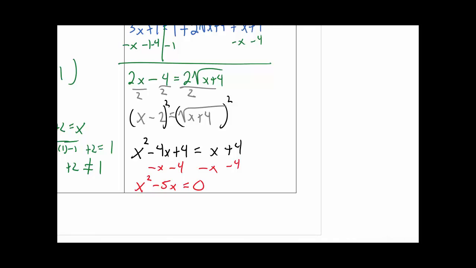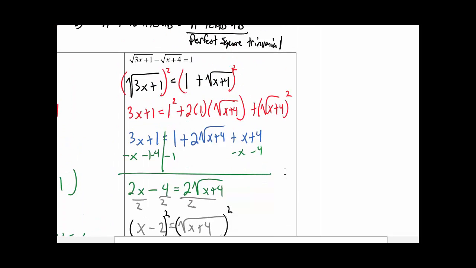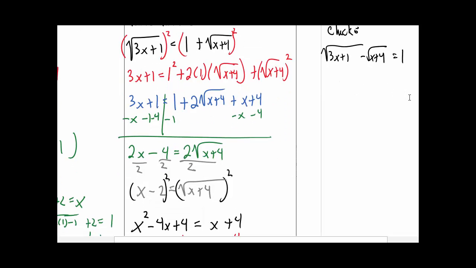Let's see, GCF that. So I can take x out, so that's x times x minus 5 equals 0. So what does x in this case equal? That equals 0 and 5. Okay, now before I get excited, I want to go back and grab the original problem and just double check that it does actually work in both. So it was square root of 3x plus 1 minus square root of x plus 4 equals 1. Okay, and we said that the answers were 0 and 5.